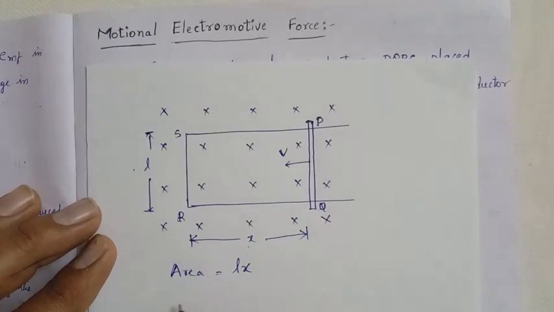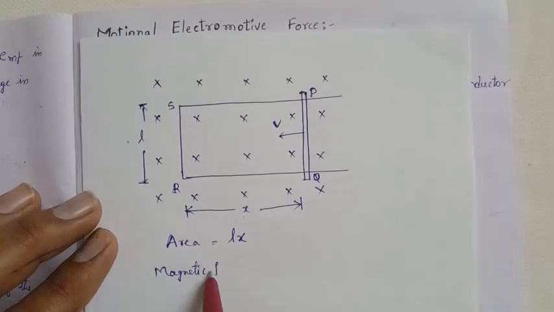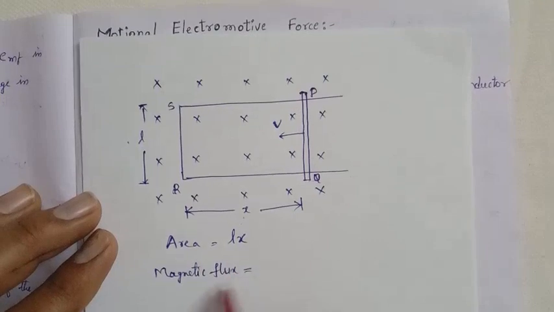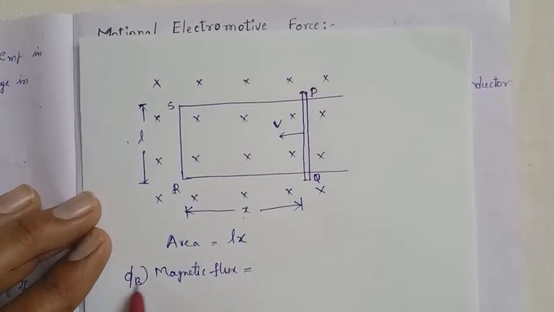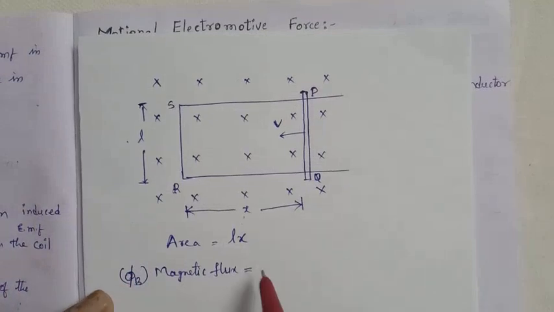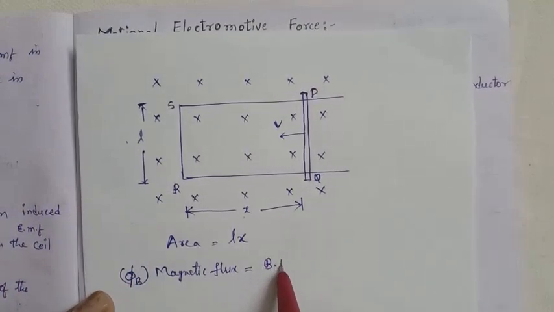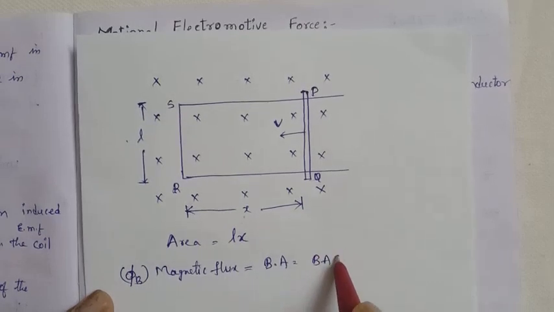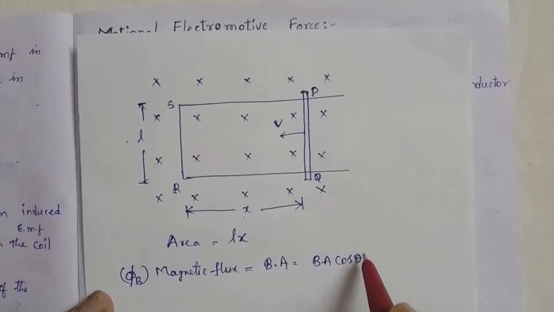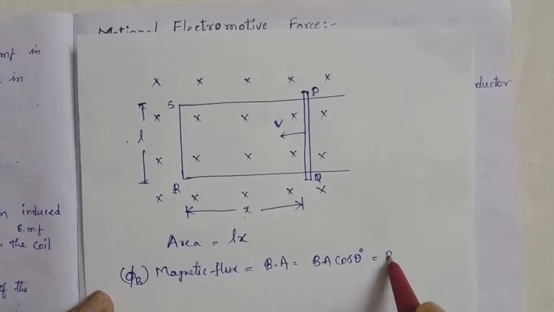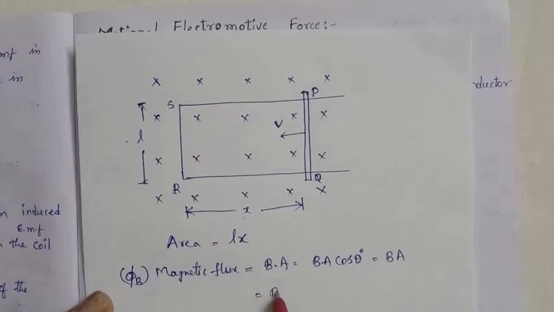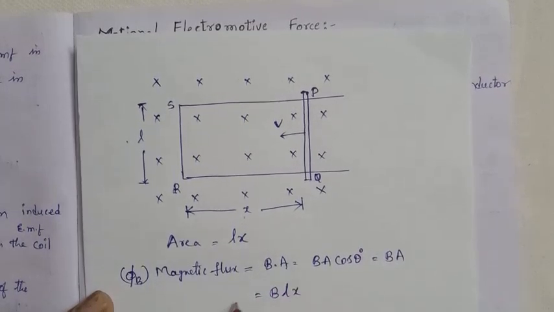So then the magnetic flux phi B is equal to B dot A. The area is equal to Lx. Here B and A are both parallel, so that is equal to BA cos theta, where theta is equal to 0 degrees. That is equal to BA. So BA means BLx. That is the magnetic flux phi B.